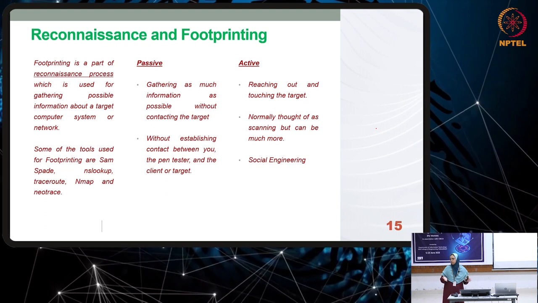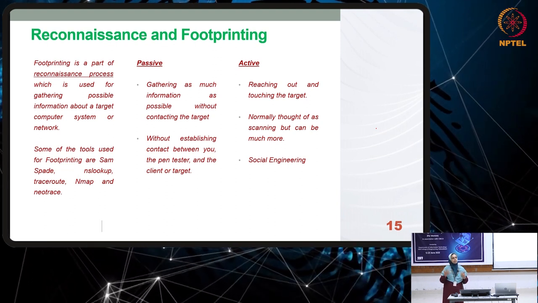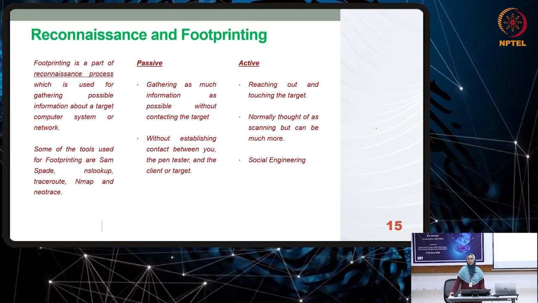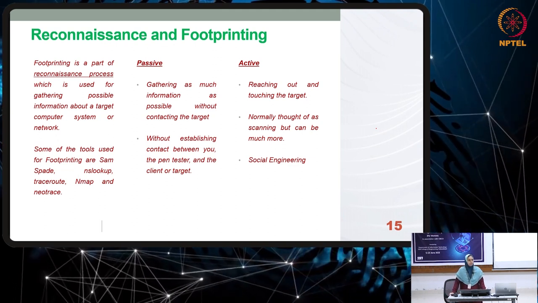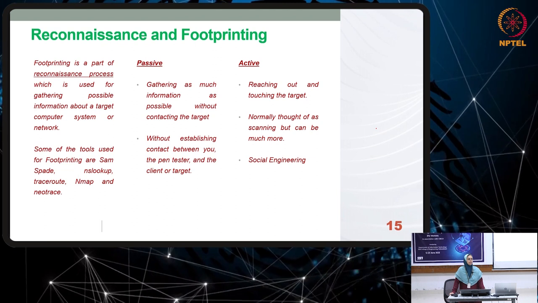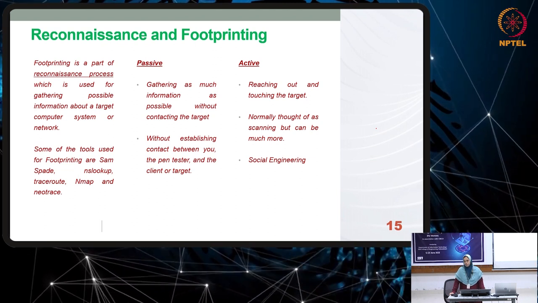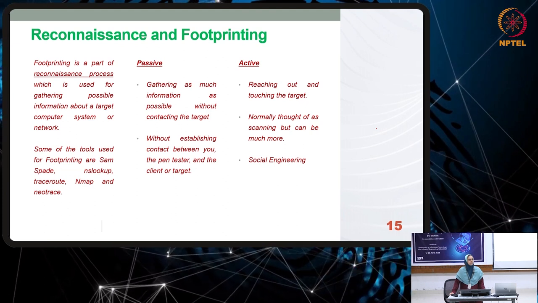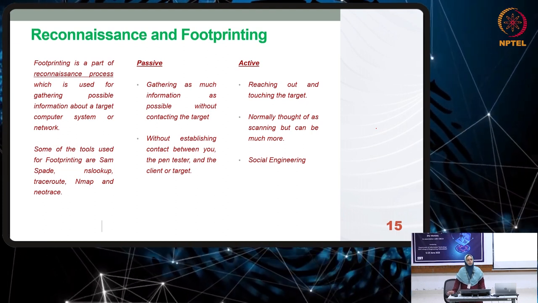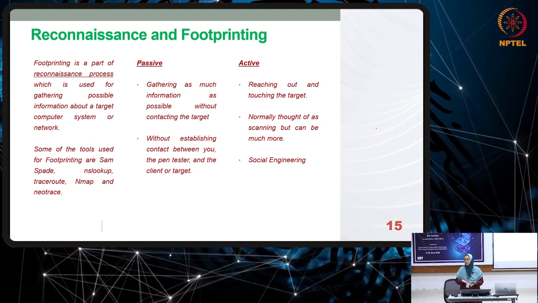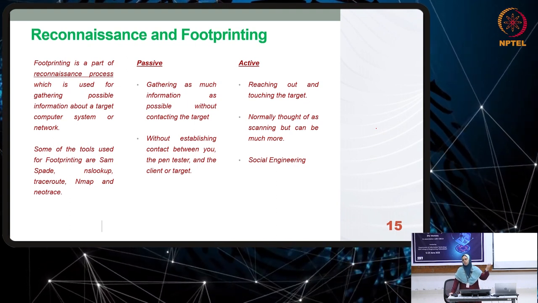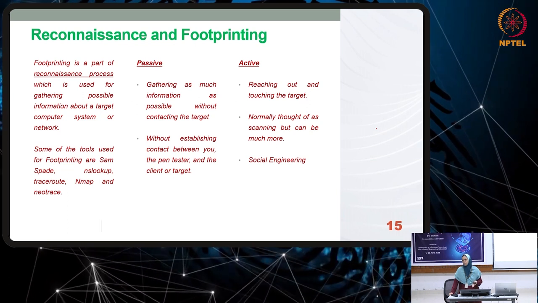Active means I collect some information about you with your knowledge. Let me give you a question. You identify what type of footprinting this is. I go to the website of a particular company and collect some information. What type of footprinting is this? This is passive, because it is your website. Anybody can go and collect the information. The target need not know who visited this website and collected the information.